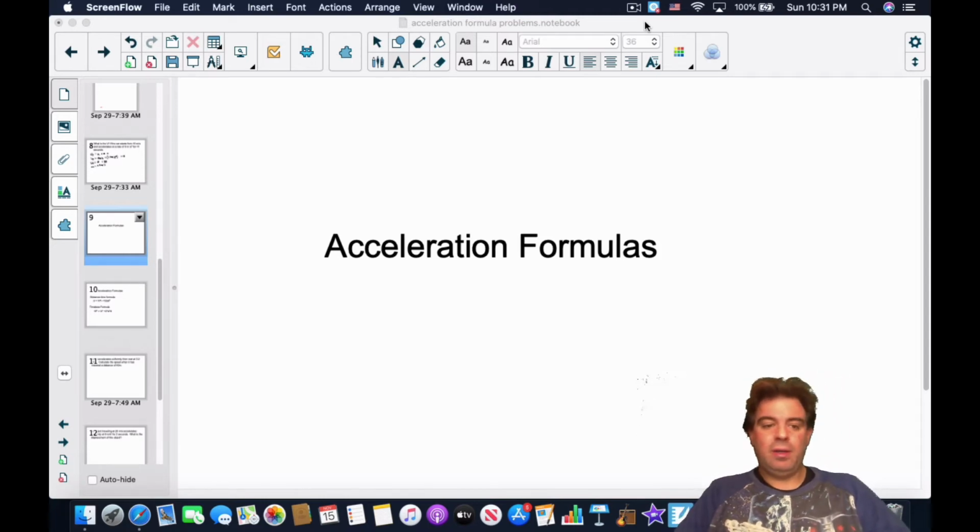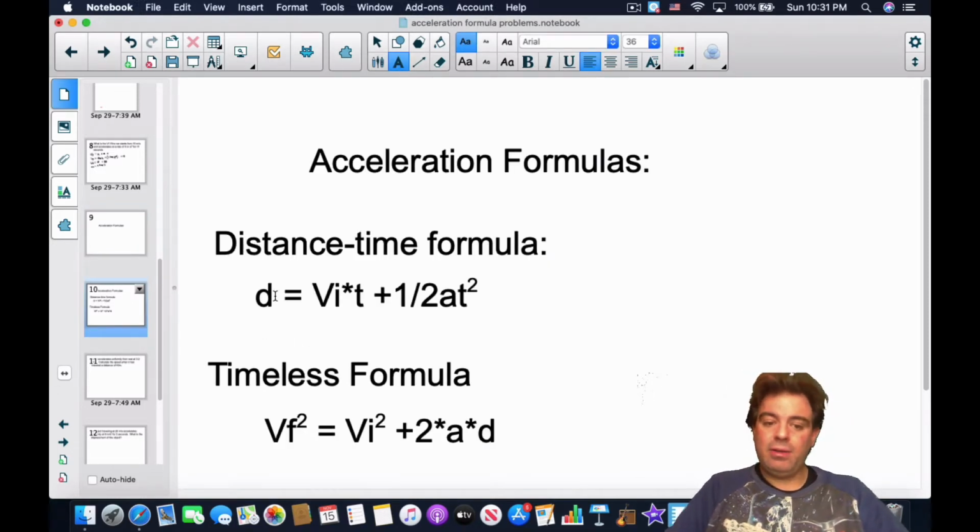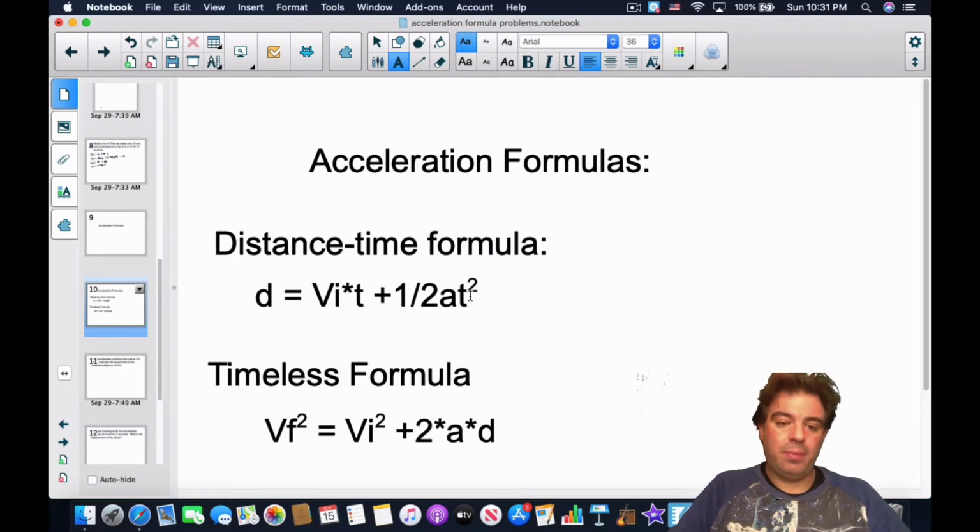The first one is called the distance time formula, and it is characterized with d equals vi, which is velocity initial, times t, which is time, plus 1/2 a, which is acceleration, times time squared. Remember, when you're using this formula, do not forget to square this time. And the second formula is going to be timeless. Vf squared, velocity final squared, equals velocity initial squared plus 2 times acceleration times distance.